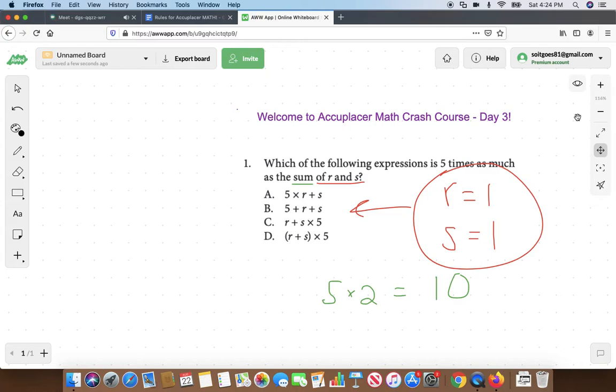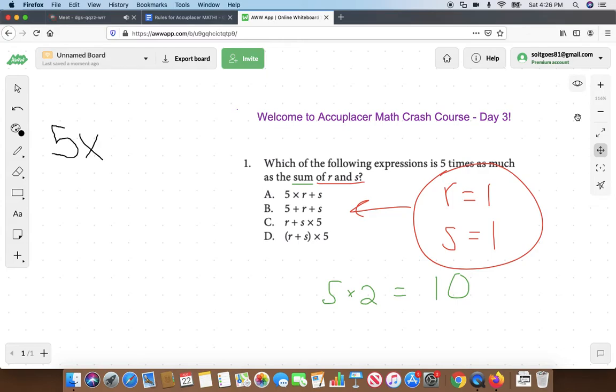Are you familiar with PEMDAS, Kiesia? Is it familiar? I don't know. I've heard of it. Yeah. We'll go over it together. I'll show you exactly what that looks like. But go ahead and plug in. Let's plug in a 1 for r and a 1 for s, and then we'll see which answer choice gives us 10. Okay?